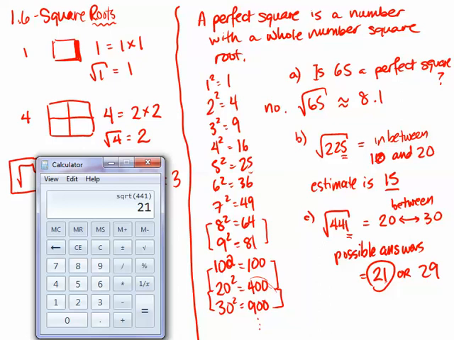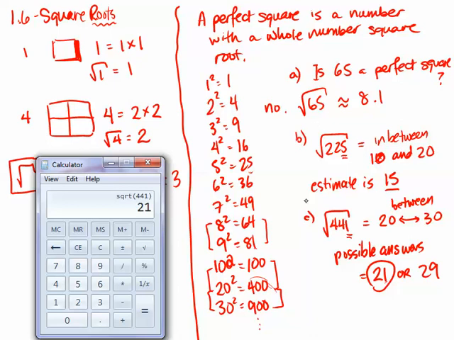So just to recap, a perfect square is a number that has a whole number square root. Not every number in our number line is a perfect square. 1 is a perfect square, 4 is a perfect square, 9 is a perfect square, but all the numbers in between, 2, 3, 5, 6, 7, and 8, are not perfect squares, because if you square root them, you won't get a whole number. You'll get some decimals in there.